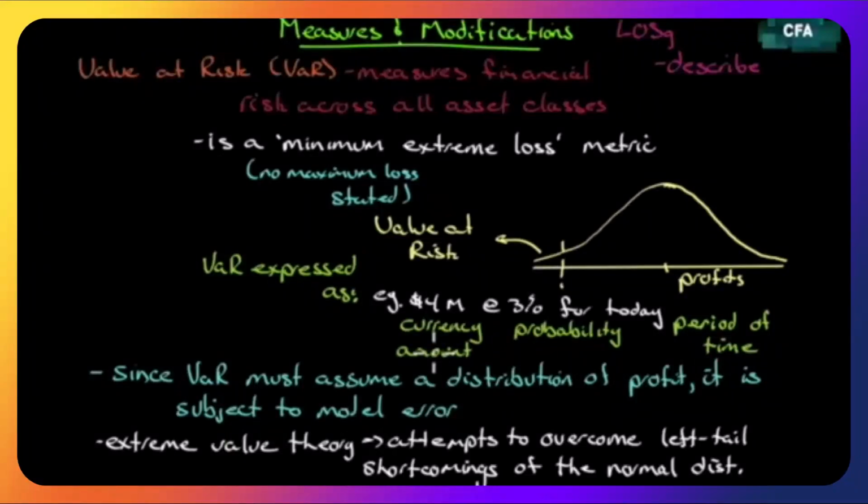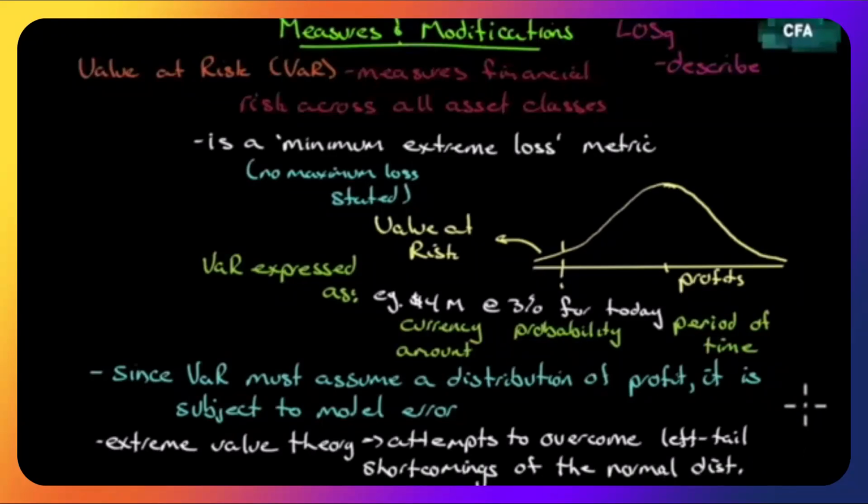Since VAR must assume a distribution of profits like it did here, it is subject to model error. Well, what if the normal distribution isn't a proper distribution? Then VAR will give you the wrong answer. To kind of make up for that shortcoming, there's something called extreme value theory. It attempts to overcome left tail shortcomings of the normal distribution.